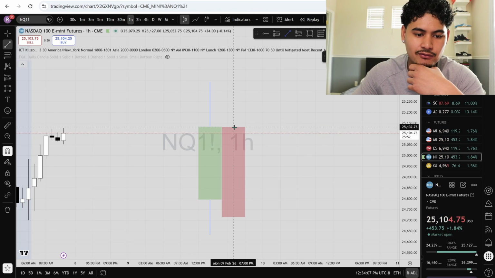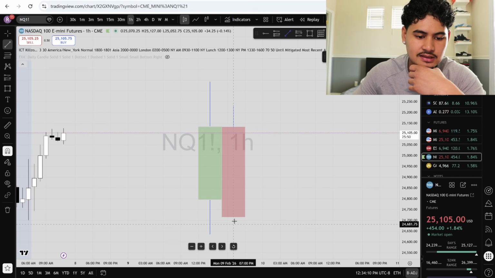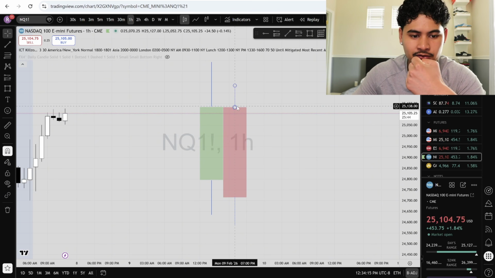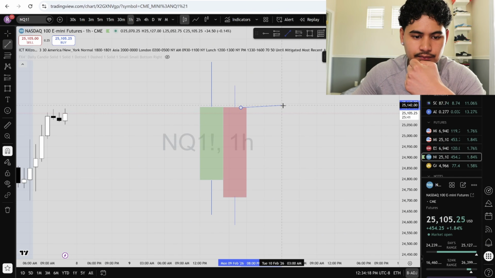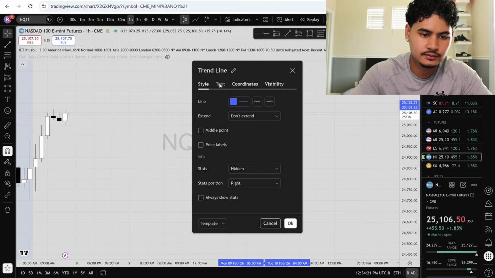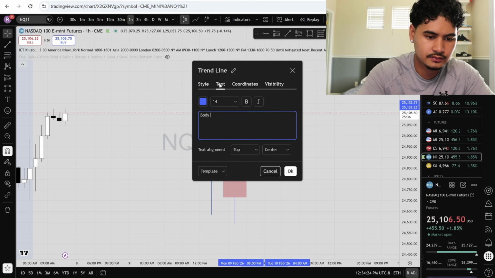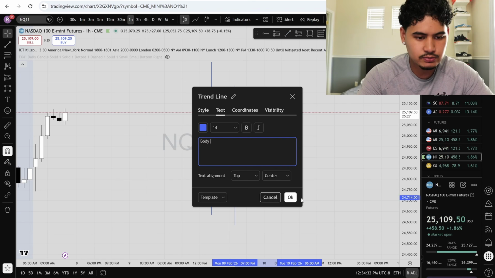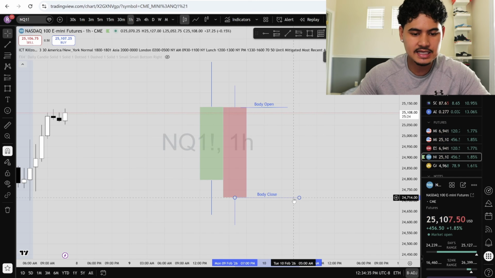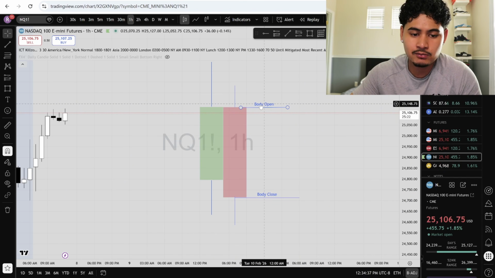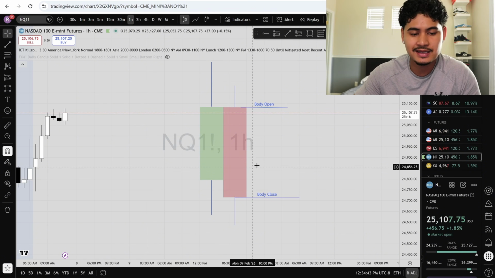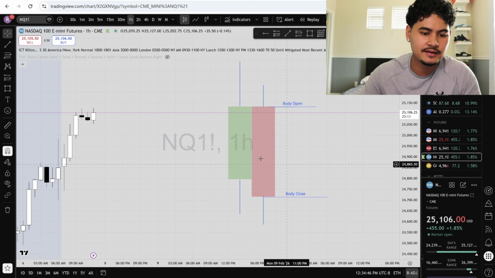And same thing, we have wicks right here. Sometimes wherever it leaves it, it is always different. But we have our body open right here. Body open. And then we have our body close right here. I won't go over the wicks just because I think it's pretty straightforward. But this is a bearish candle because the body opened up here, price opened up right here, and then it closed all the way down here below the open, indicating that it is a bearish candlestick.